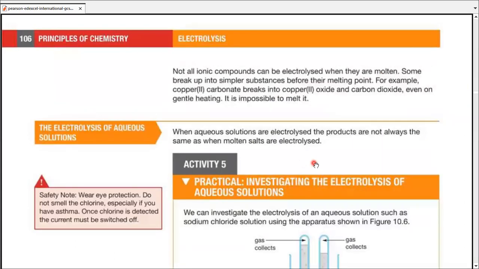Okay, since I was talking about compounds with two or three elements, there are a few things that we need to understand. Not all ionic compounds can be electrolyzed when they're molten. Some may break up into simpler substances even before their melting point. For example, copper(II) carbonate breaks into copper(II) oxide and carbon dioxide even on gentle heating. So it's impossible to melt it. So there can be an exception. This is the only exception your book covers, so memorize it. If there is a question about it, you would know. And that's the only one in there.